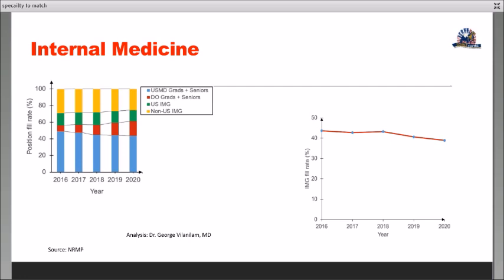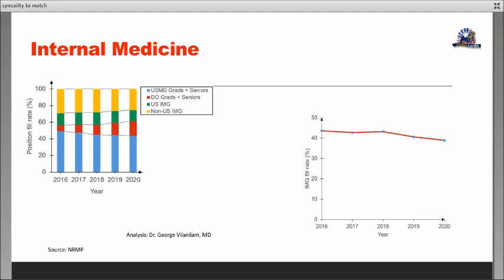Now let's come to internal medicine, that has the highest spots and the highest number of IMGs tend to match in internal medicine. So maybe very useful for most of you who are watching this video. So what do you see in the data? There has been a decrease in both non-US IMGs and US IMG fill rate, although the decrease surprisingly is more pronounced in the non-US IMGs, as you can see on the chart on the left.